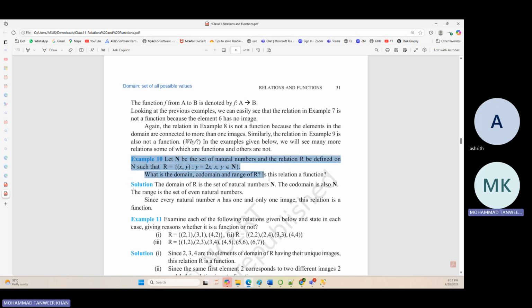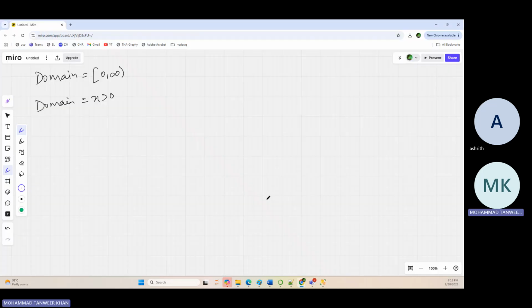Now, in this question, what are they denoting by capital N? All natural numbers. So what will be the domain of it? The set of natural numbers, starting from 1, greater than 0 to infinity. Correct. So we can say that the domain N is nothing but the set of natural numbers.